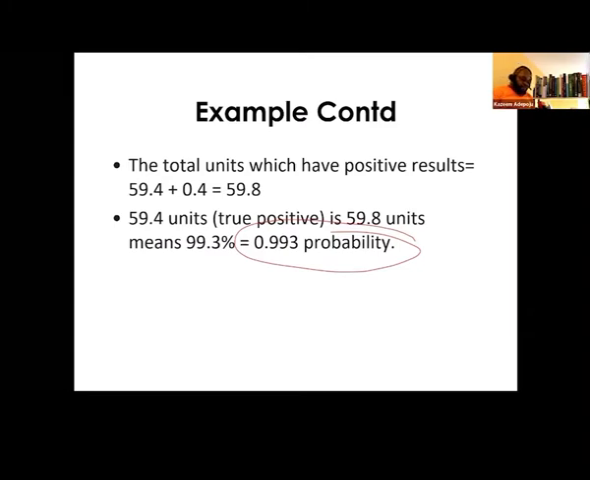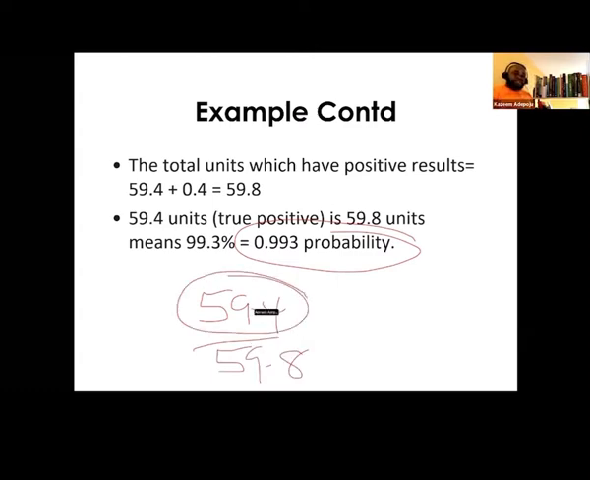You're going to do 59.4 divided by 59.8. Of course, the 59.4 is the number that were correctly identified out of the number that are positive. That still gives us that. So I just wanted to take note that even using a different formula other than Bayes' theorem, you're still going to get the same results.